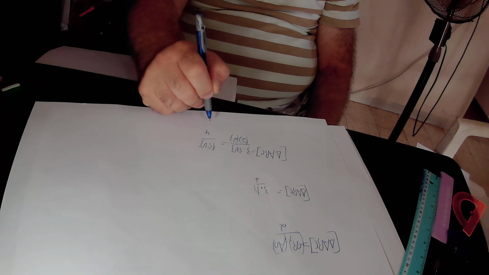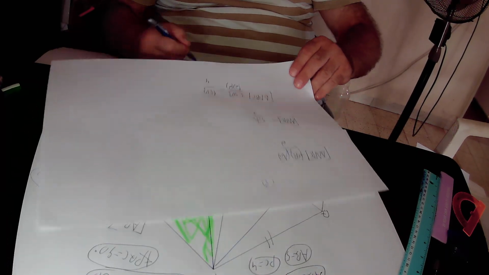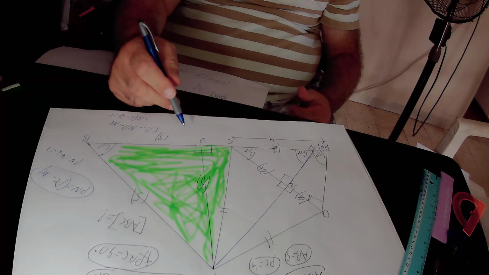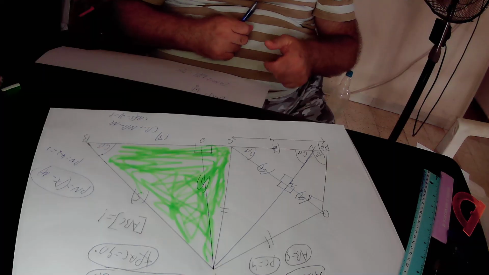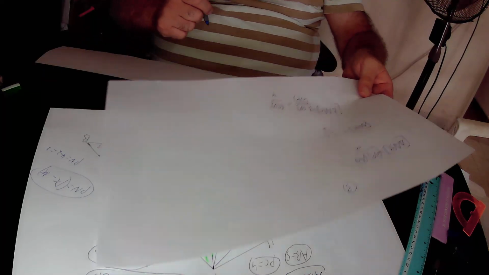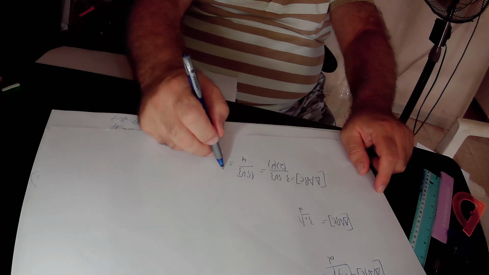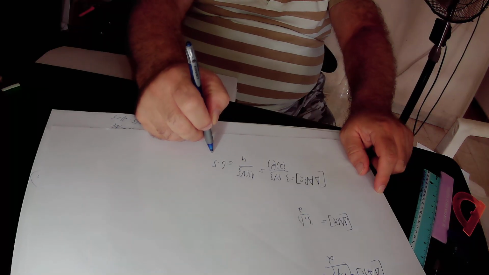So in total we found that the area of this green triangle ABC is equal to 15 times square root of 3 over 4 square units in its size, or in terms of numbers, the value of this expression is 6.5 square units.